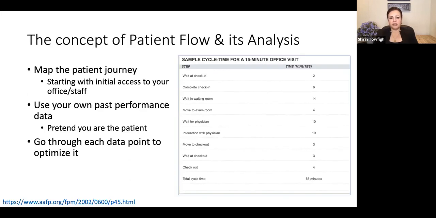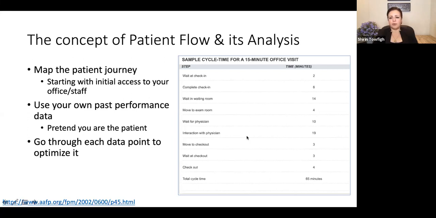The concept of patient flow has to do with mapping the patient journey. It starts with the initial access of the patient to your office and your staff. You can also use data from your own past performance or pretend that you're just a patient and go through the office visit. Once you gather the data, you then go through each data point and try and optimize it.